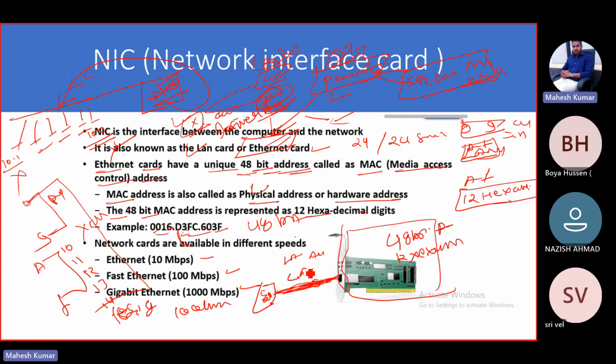Under the 48-bit, let's suppose there is a 48-bit. This 24-bit represents the manufacturer, like HP or whatever company manufactures this. The company address means who is the manufacturer of this IC card. And the remaining 24-bit is known as the serial number. Got it?